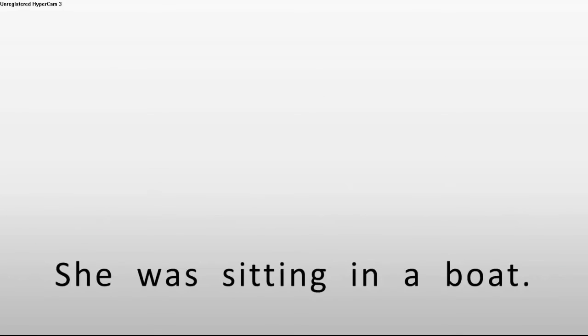One more example. She was sitting in a boat. Just like the first example, let's determine the part of speech first. She is a pronoun. Was is an auxiliary verb. Sitting is an inflected verb. In is a preposition. A is a determiner, and boat is a noun.